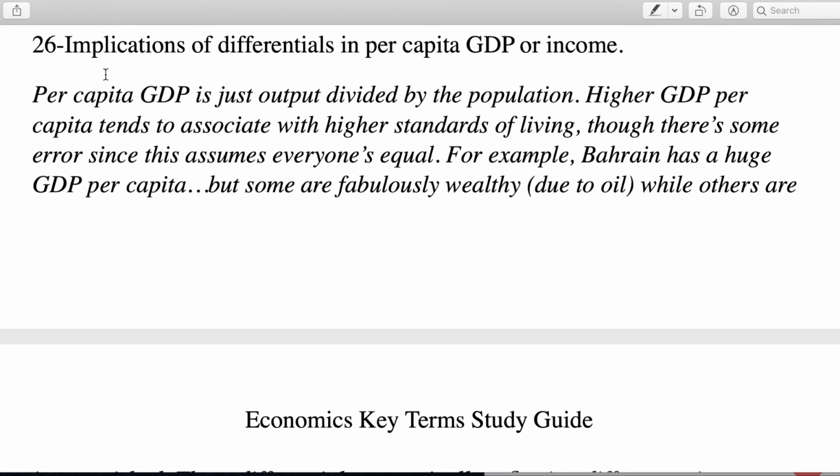All right, so then implications of differentials in per capita GDP or income. Per capita GDP is literally just real GDP divided by the population, right? This is a really rough measure of the standard of living. Higher GDP per capita associates with a higher standard of living, though there's definitely the possibility for some error since this assumes that everyone's equal. So for instance, Qatar and Bahrain have really high real GDP per capita. These are economies based around oil or something like this. There are other really high real GDP per capita countries like Monaco and Luxembourg and Norway.